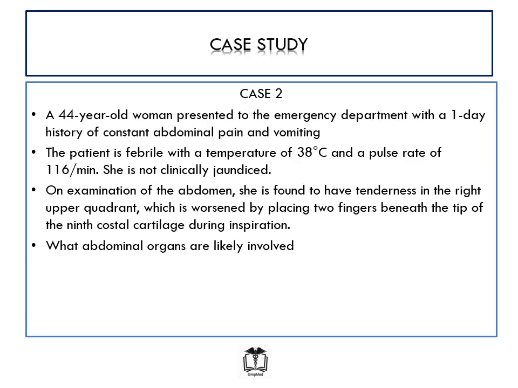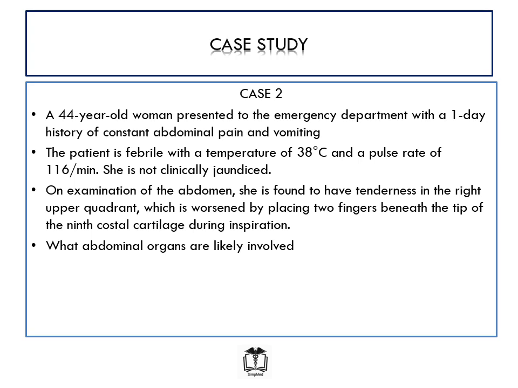So case two is the case of a 44-year-old woman that presented to the emergency department with a 1 day history of constant abdominal pain and vomiting. She is febrile, a temperature of 38 degrees centigrade was noted, pulse rate of 116 per minute, and she is not clinically jaundiced on examination. She was found to have tenderness in the right hypochondrium, right upper quadrant rather, which is worsened by placing two finger breadths on the tip of the ninth costal cartilage during inspiration. What abdominal organ is likely to be involved?